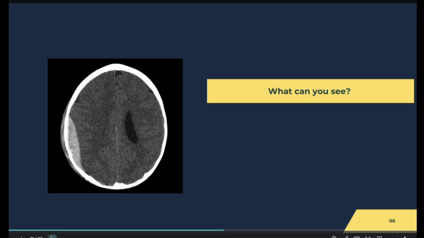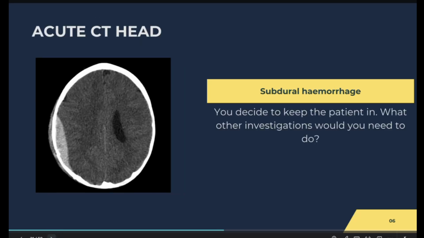Yeah, perfect. So you can see subdural hemorrhage. And the question is, so you've answered that very well. And it's important to know that in an acute setting, CT is the best to figure out what's happened. And they could have a skull fracture as well. But yes, in this scenario, this is just a subdural hemorrhage. So what other investigations would you do in this patient?